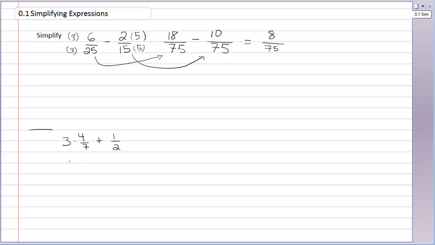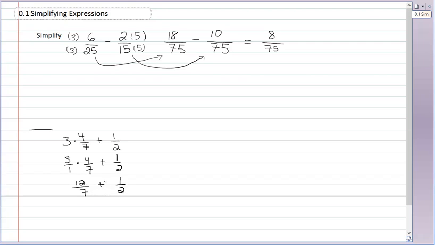Alright, so looking at this next problem, we have 3 times 4/7 plus 1/2. So order of operations would say we must multiply before we can go ahead and try to add. So the best thing to do here is to write 3 as 3 over 1 times 4/7 plus 1/2. And then multiplication is very easy with fractions. We just go straight across. So 3 times 4 is 12. And 1 times 7 is simply 7. And then we have plus 1/2.